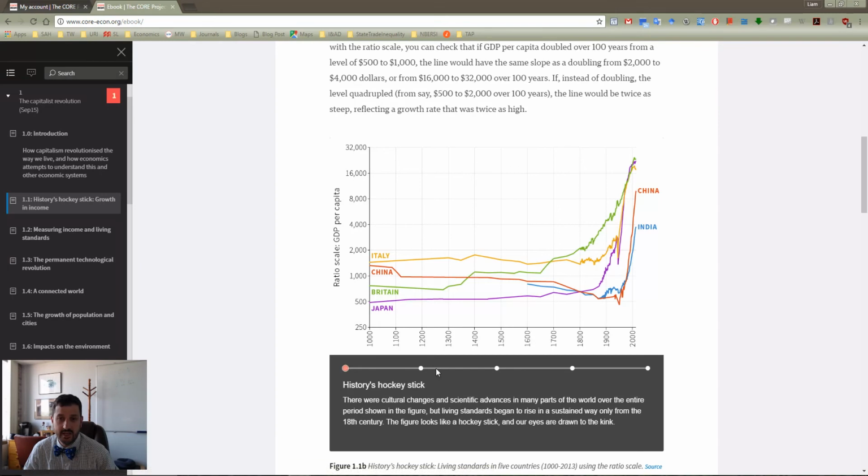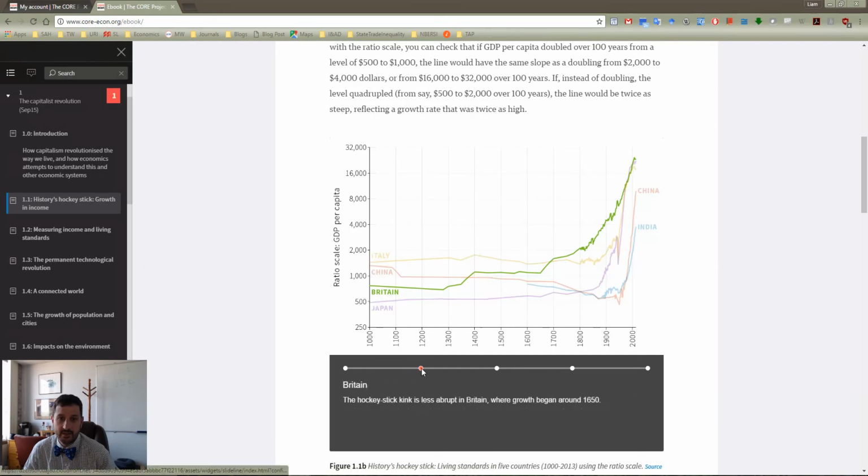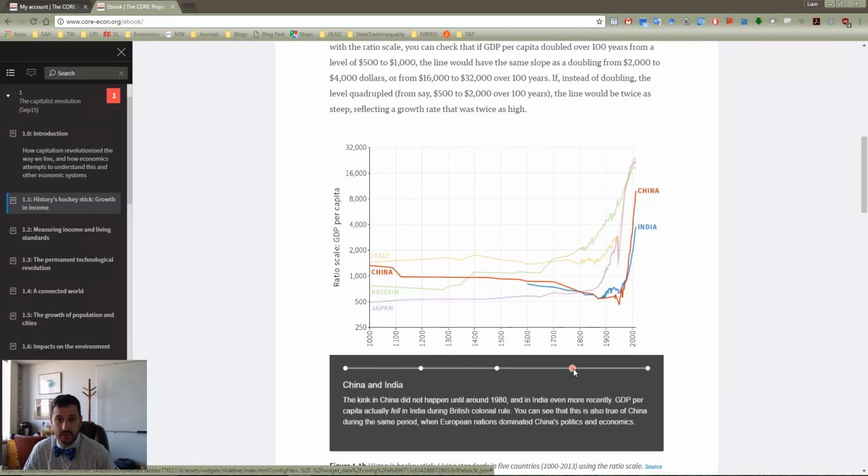It gives you a little bit of detail about the graph. And as we click through, it highlights different pieces of the graph, which is pretty helpful. So there's Britain's growth. They started around 1650. And interestingly, the Black Death, the plague, might have played a little bit of a role there. And then Japan really didn't start until about 1870 when it opened itself up to trade.